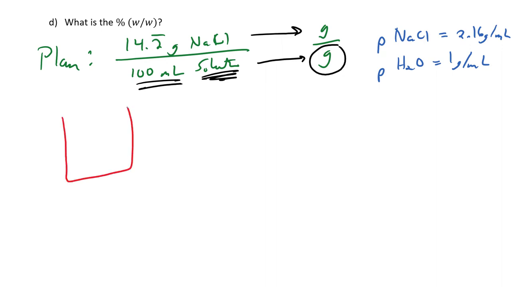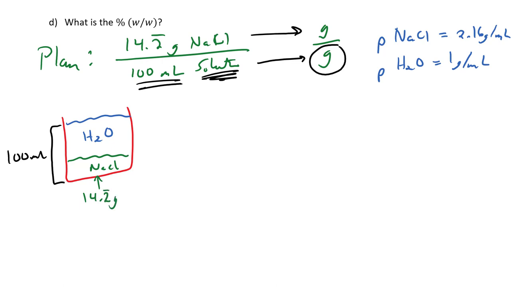Again, if we draw a little diagram here, a certain amount of sodium chloride would take up some volume, and we'll have a certain amount of our water. The total volume will be 100 mils. I know my mass of sodium chloride. What I don't know is my mass of water. We can calculate that though.